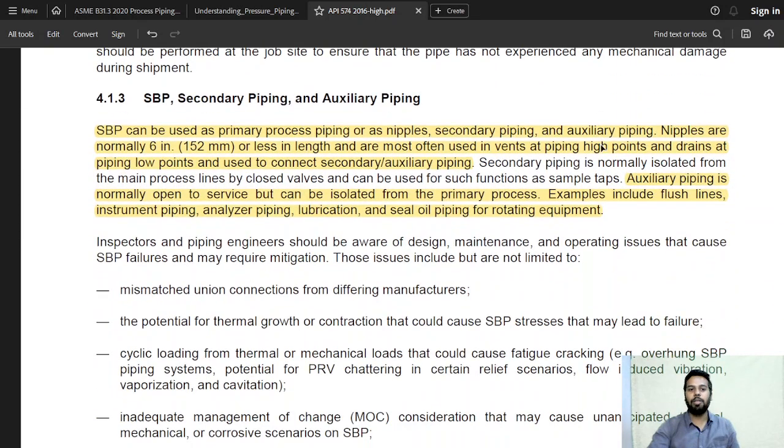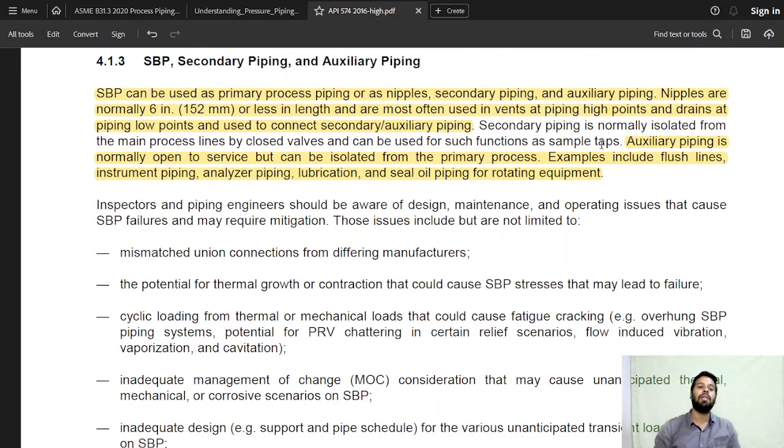Next is SBP, that is small bore piping, secondary piping and auxiliary piping. Small bore piping can be used in primary process piping or as a nipple, secondary piping and auxiliary piping. Nipples are normally 6 inches or less in length and are most often used as vents at the piping high points and drains at the piping low points, and to connect the auxiliary or secondary piping. Auxiliary piping is normally open to the service, but can be isolated from the primary process. Examples include flush line, instrument piping, analyzer piping, and lubricant and seal oil piping for rotating equipment.